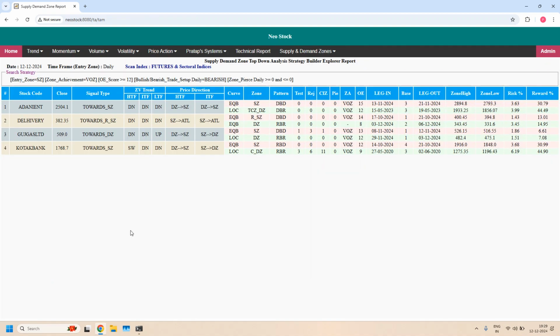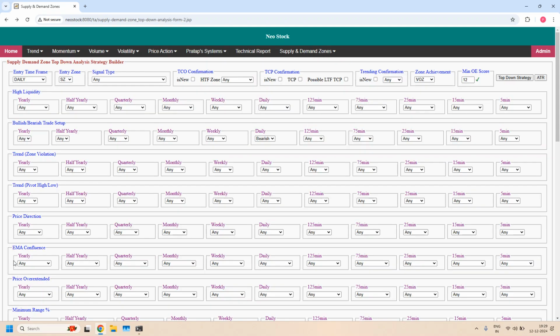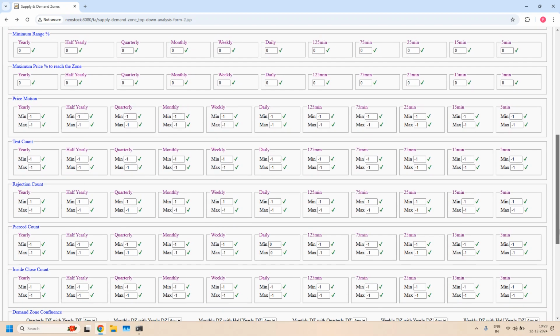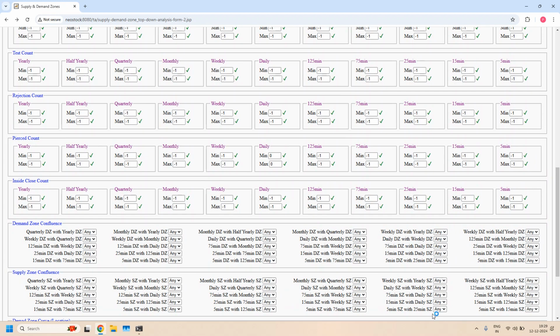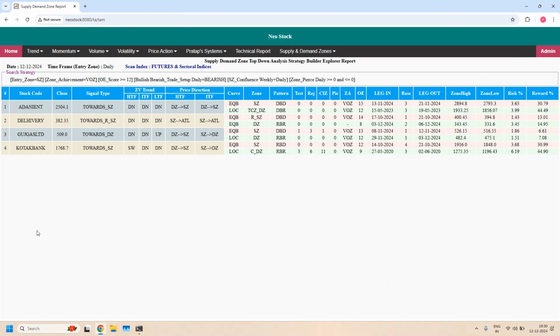Now let's filter the stocks. We got 4 stocks. Currently these 4 stocks are supporting bearish trade setup for monthly income trade. The entry zones are daily supply zones. Some of these daily supply zones might be having high probability trade setup zones. First filter is based on LTF and ITF supply zone confluence. So in the supply zone confluence, we have to enable the filter daily supply zone with weekly supply zone confluence. With this filter, we got 4 stocks. All 4 stocks are filtered.